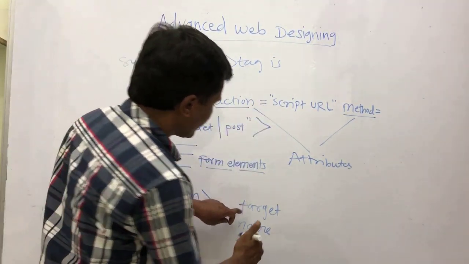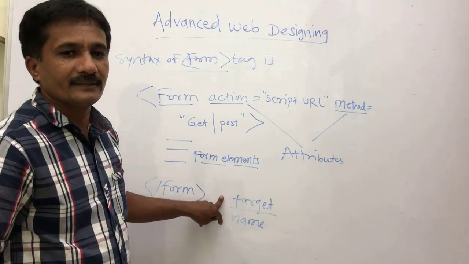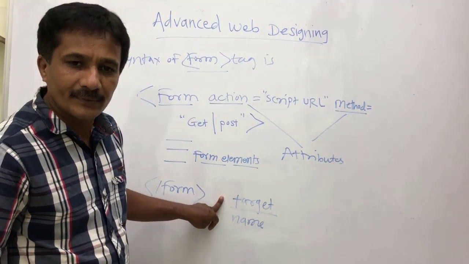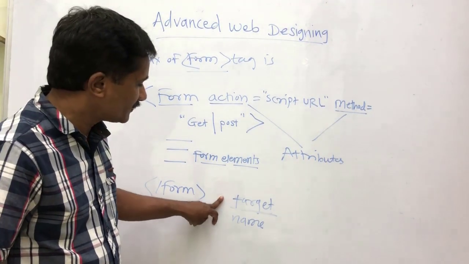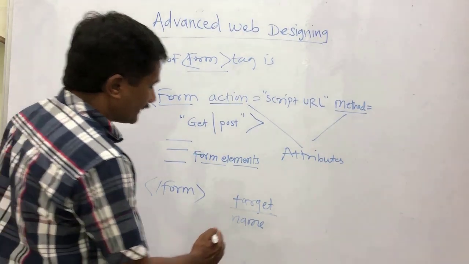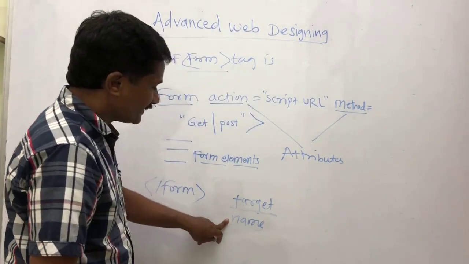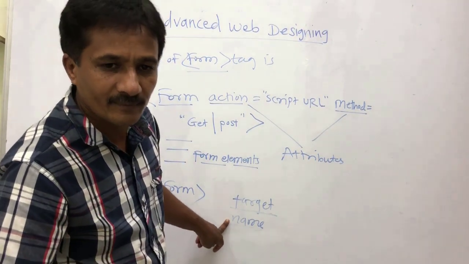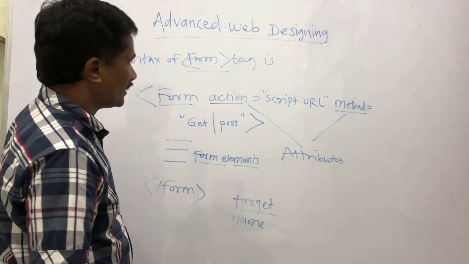Then the next attribute of the form tag is target. Target means specify the target window or frame where the result of the script will be displayed. And the last attribute of the form tag is name. Using this name attribute you can specify the name of the form.